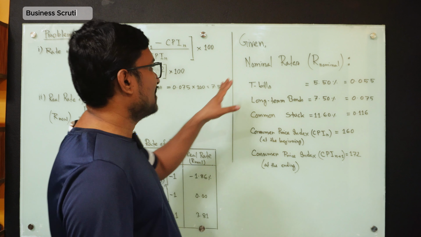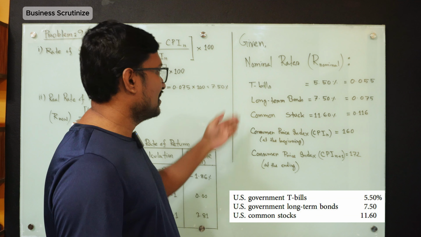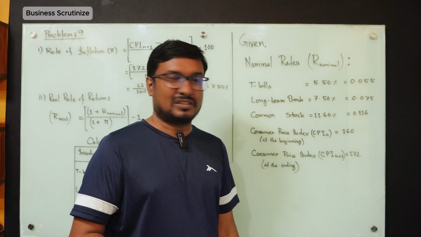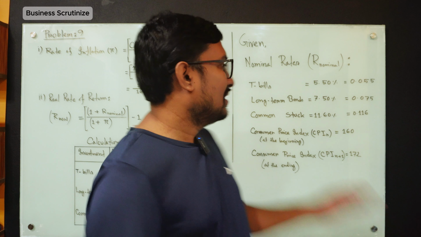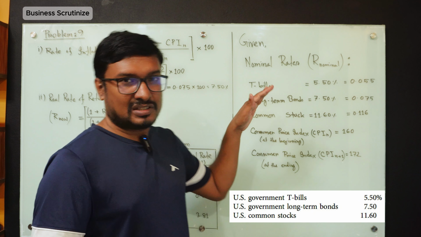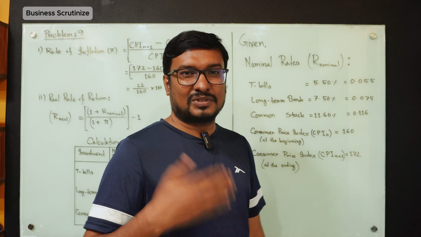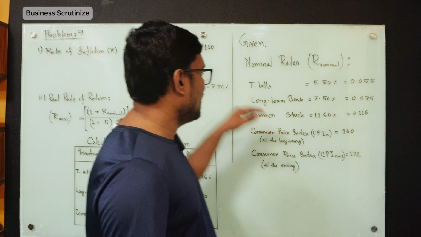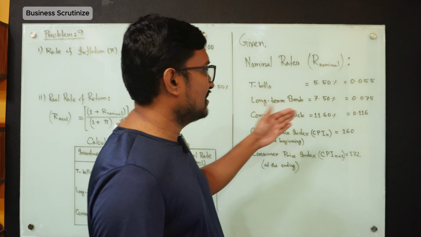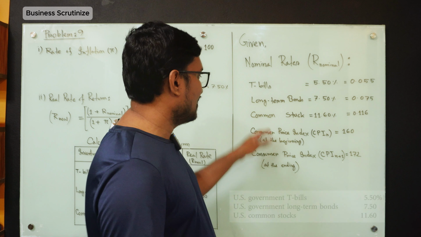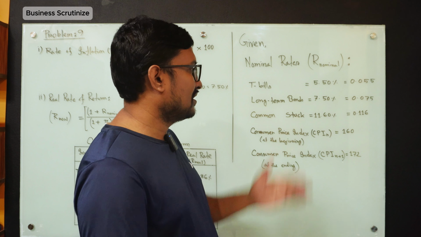In this problem, you can see we have been given different nominal rates, which is written as R nominal, for different investments. First one is T-bills, which means treasury bills. As we know, T-bills are issued by the government, and this instrument provides the risk-free rate of return. Here we have the nominal rate of T-bills, which is 5.5%, that can be written numerically as 0.055, and the very next investment is long-term bonds, which has a 7.5% nominal rate, that is 0.075, and lastly common stock, which has 11.6% as nominal rate, or 0.116.